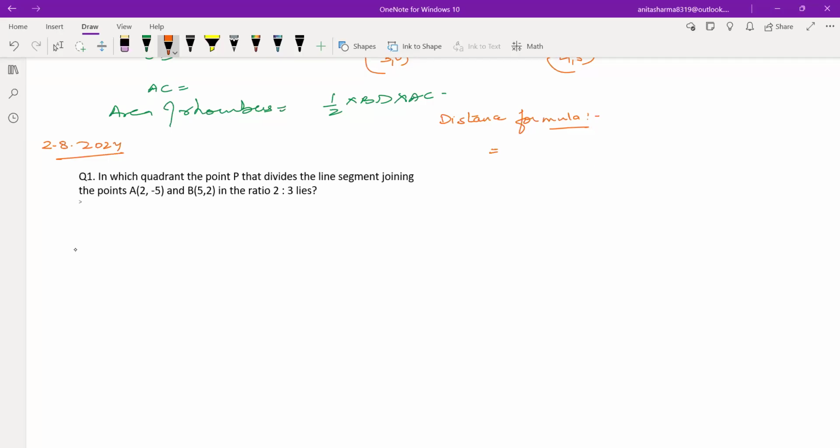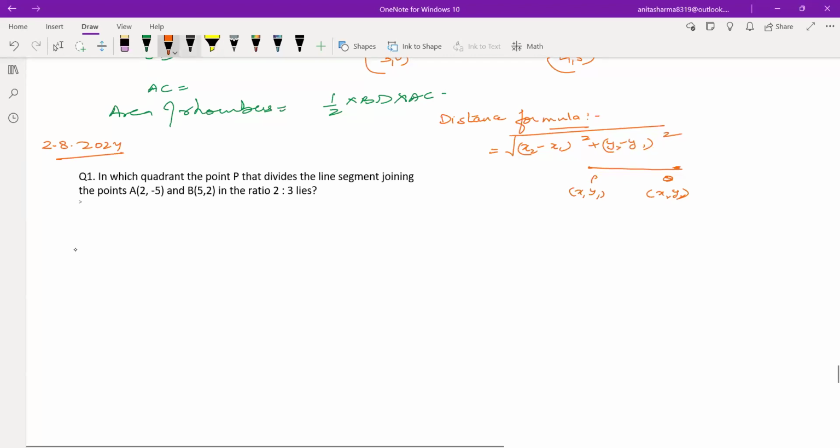If we have to find the distance between 2 points having coordinates x1, y1 and x2, y2, what will be the distance between them? PQ is equal to under root x2 minus x1 whole square plus y2 minus y1 whole square. Yes, very good, beta.